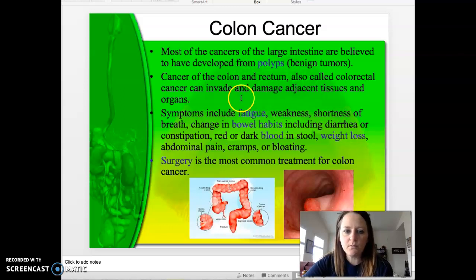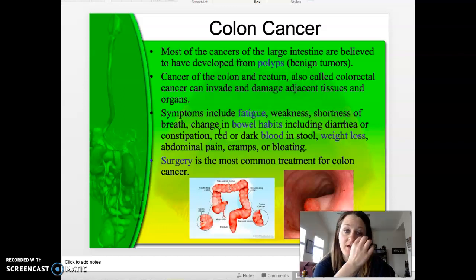So the symptoms would be fatigue, weakness, shortness of breath, change in bowel habits, so any change going to the bathroom like diarrhea, constipation, red or dark blood in the stool, weight loss, abdominal pain, cramps, bloating. Those are all symptoms of colon cancer.